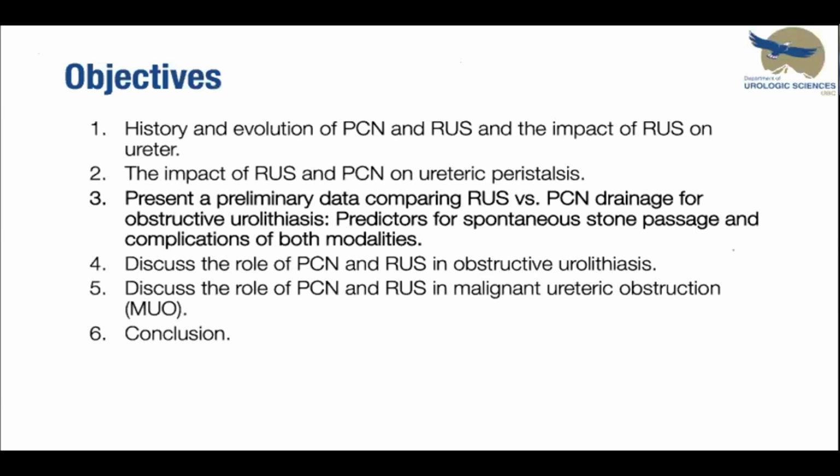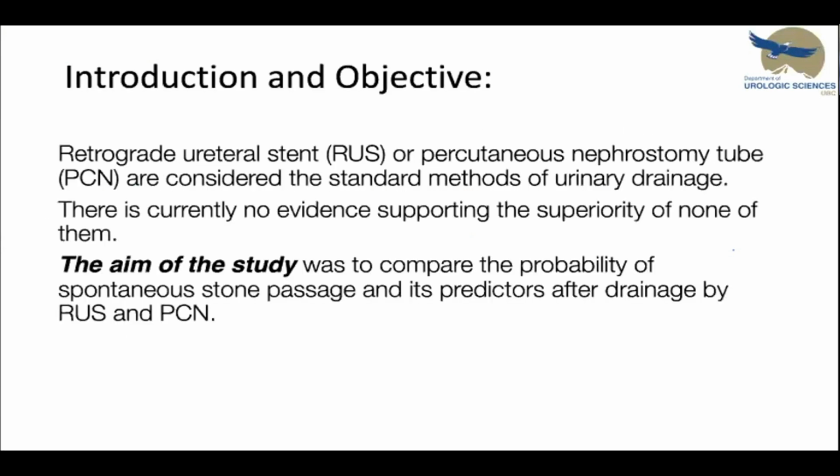Now I'm going to present the preliminary data comparing stent and percutaneous nephrostomy drainage for obstructive urolithiasis, predictors for spontaneous stent passage, and complications of both modalities. Retrograde ureteral stent and percutaneous nephrostomy tube are considered standard methods of urinary drainage. There is currently no evidence supporting the superiority of either of them.